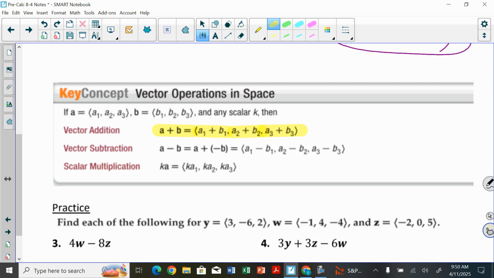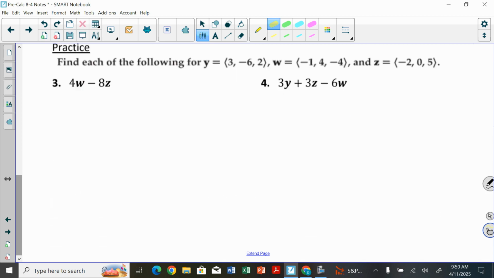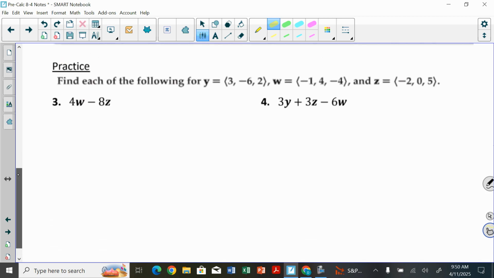Subtraction is the same. I'm just going to subtract the first coordinates, subtract the second coordinates, subtract the third coordinates. Simple as that. And in scalar multiplication, also, you've got the scalar multiple k. You're just multiplying it by all three, by the first, second, and third, to do that. So very similar to what we did in 8.2. We're just going to do it here with a third coordinate.